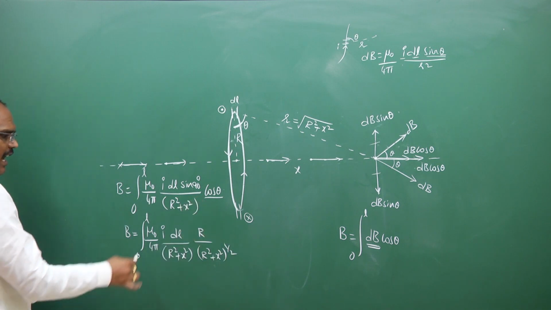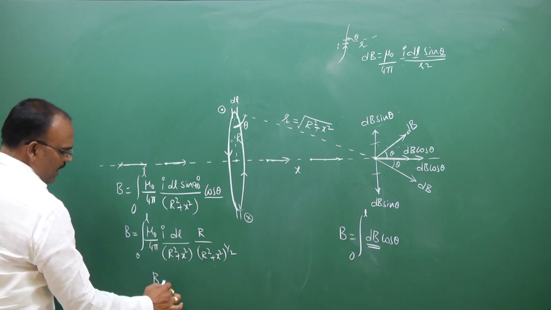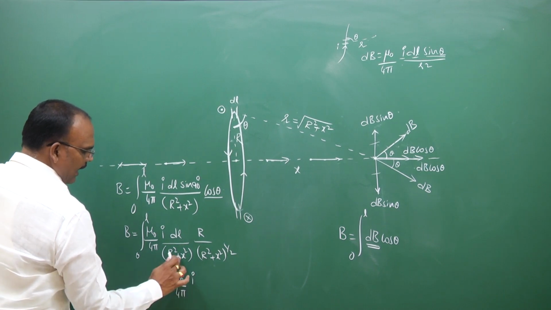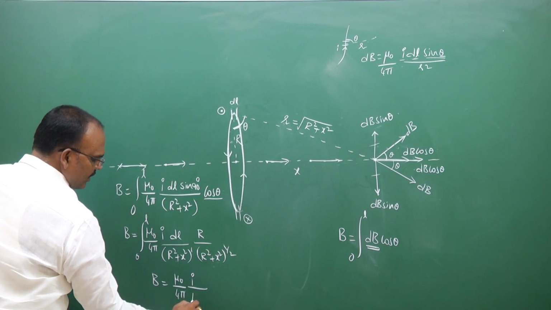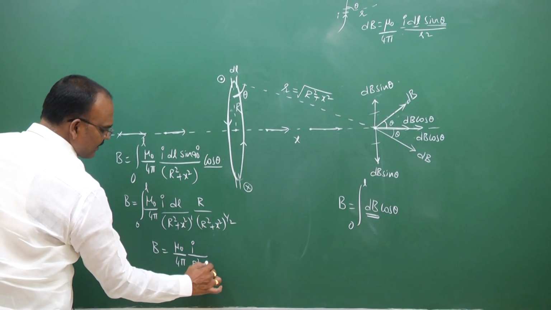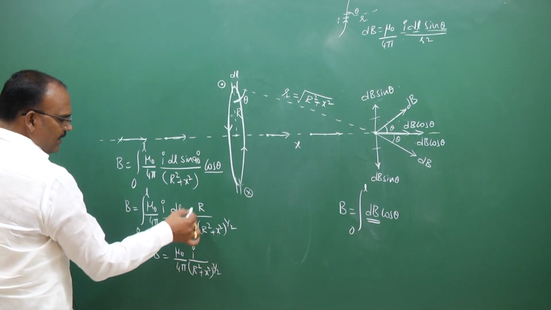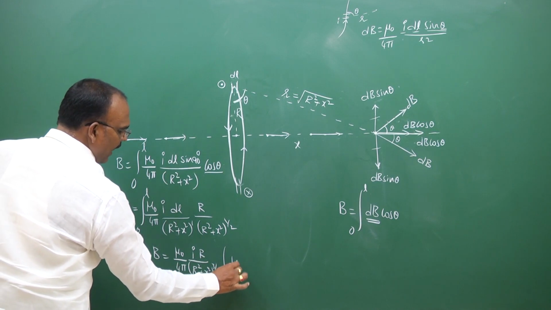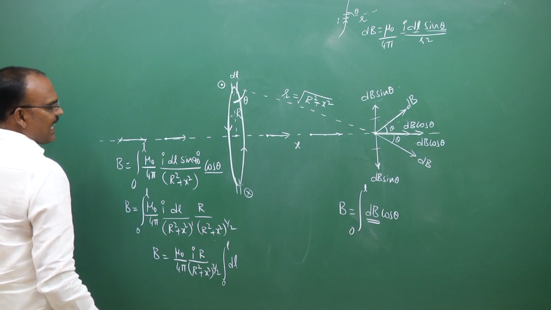Here everything is constant except dl. So magnetic field B is equal to mu naught by 4 pi I. Bases are same, so powers can be added, so this can be written as R square plus x square whole power 3 by 2. Here one R is there, that we will write outside. Integral of dl from 0 to L. We know the integral of dl is L.